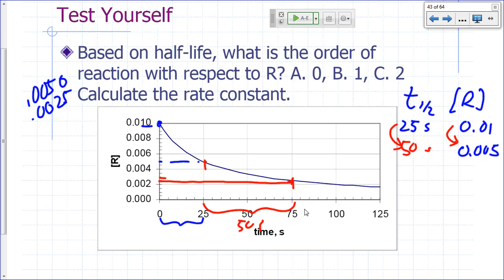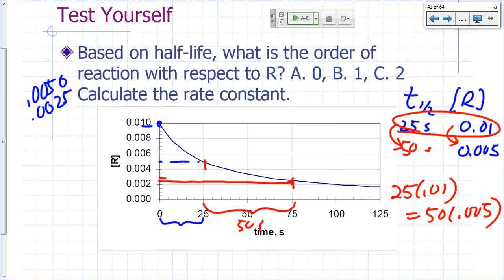In fact, if you multiply half-life times the starting concentration, 25 times 0.01, that's going to be equal to 50 times 0.005. Remember your Boyle's law? P1 V1 equals P2 V2. Whenever the product of two things is a constant, we say they are inversely proportional. So the half-life and the concentration are inversely proportional if the order of the reaction is second order.